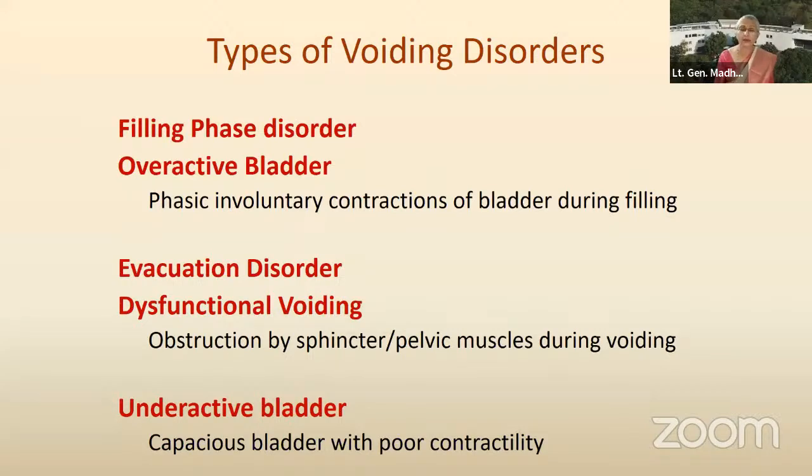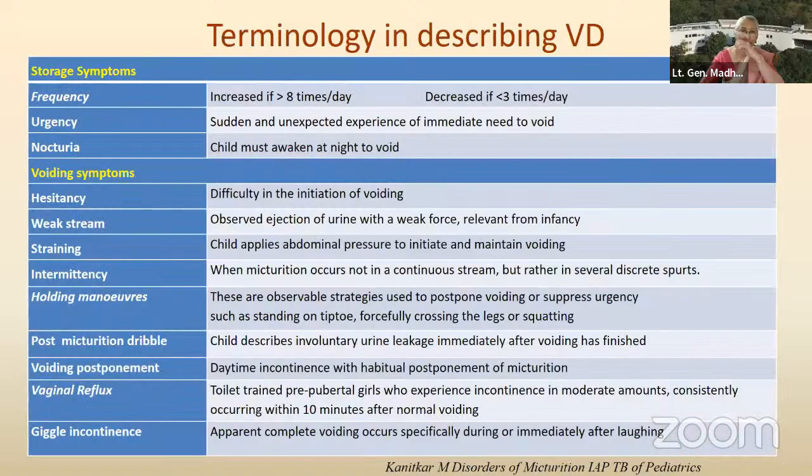And over time, when these bladders become lax, it's like a rubber band or an elastic which is stretched for too long. It cannot go back to its own shape. And that may happen to an underactive bladder, which is a large, capacious bladder with poor contractility. So these are some of the voiding disorders. There is specific terminology described in voiding disorders, and it is given in standard textbooks.